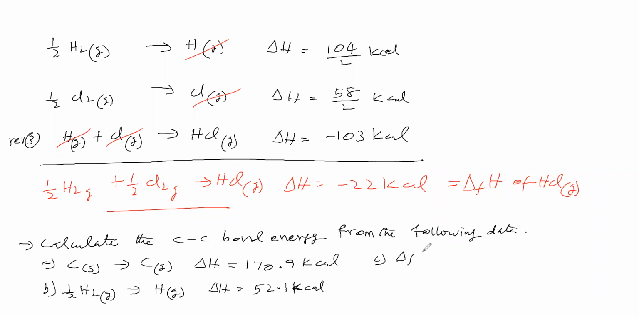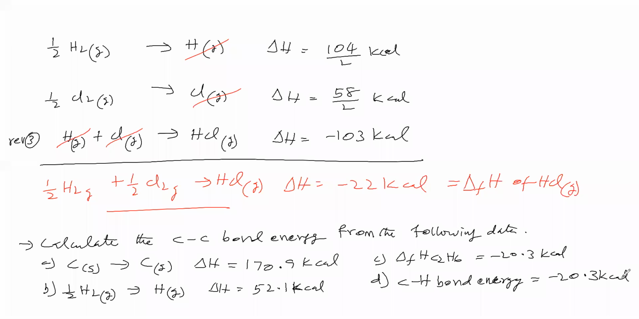Then the third subdivision, the heat of formation of ethane is given, that is minus 20.3 kilocalories. Fourth subdivision, the CH bond energy is given. CH bond energy is minus 20.3 kilocalorie.